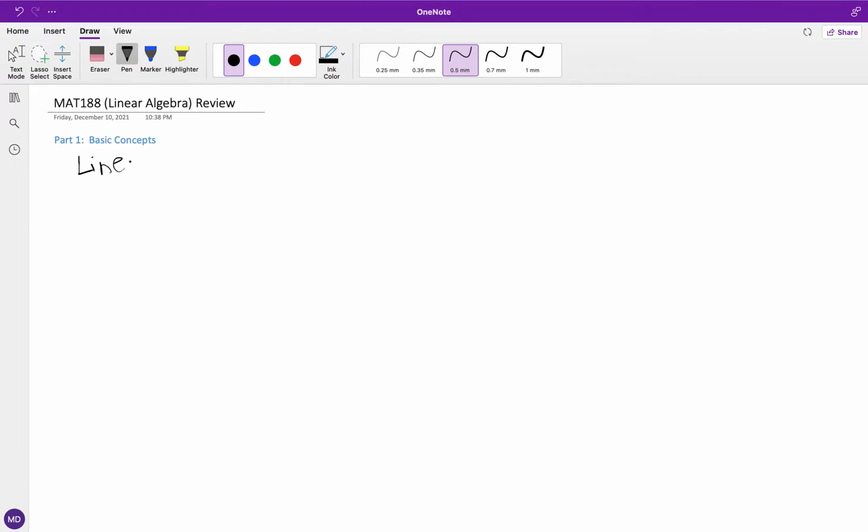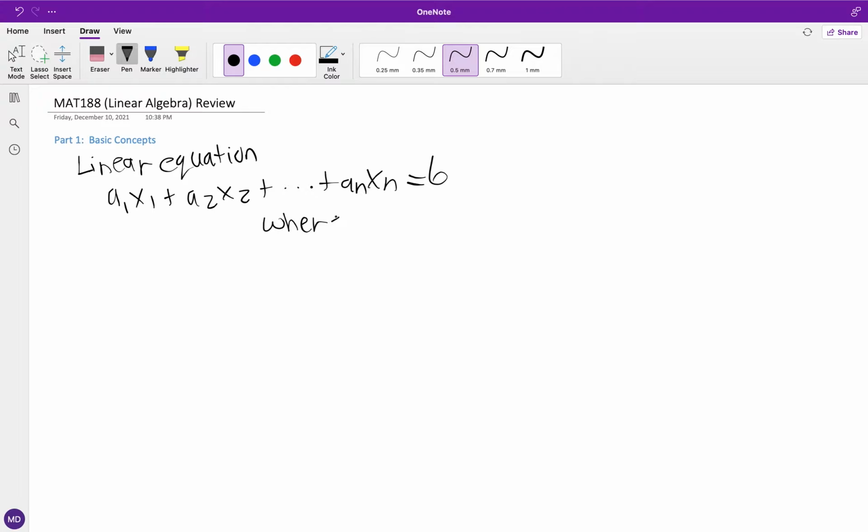So a linear equation is an equation of the form a1 x1 plus a2 x2 plus an xn is equal to some scalar b, and the condition here is that a1, a2, all the way to an are scalar numbers. Also for linear equations, everything is a power of 1. There are no logarithmic, no exponential, no sinusoidal functions. So pretty standard stuff, just the general form of a linear equation.